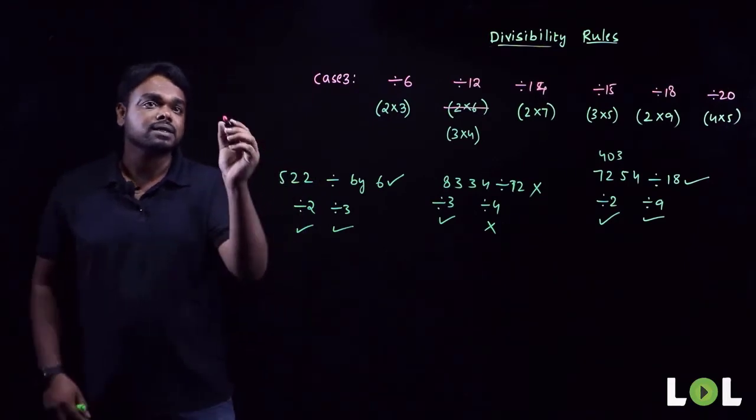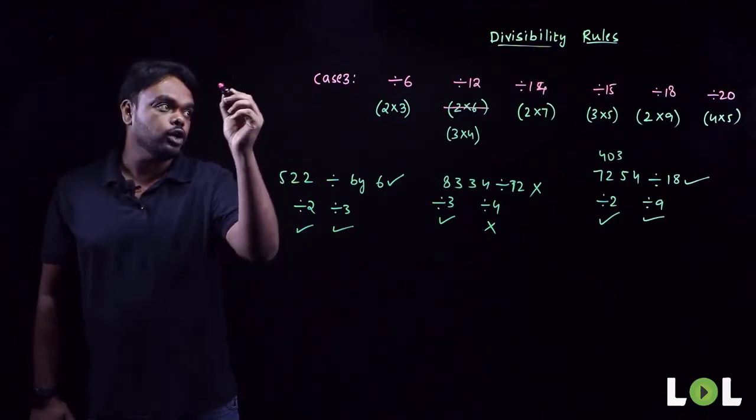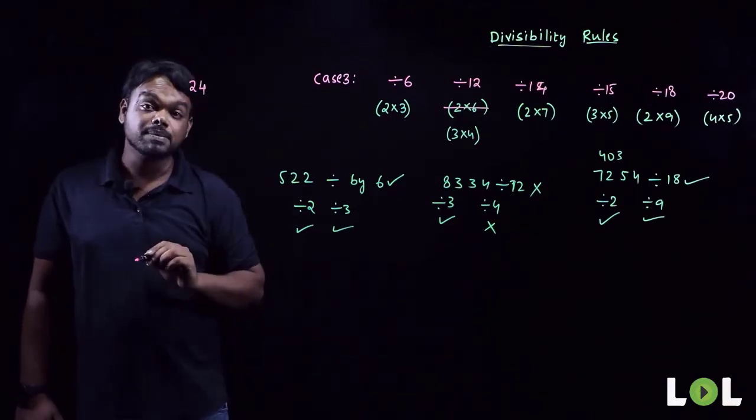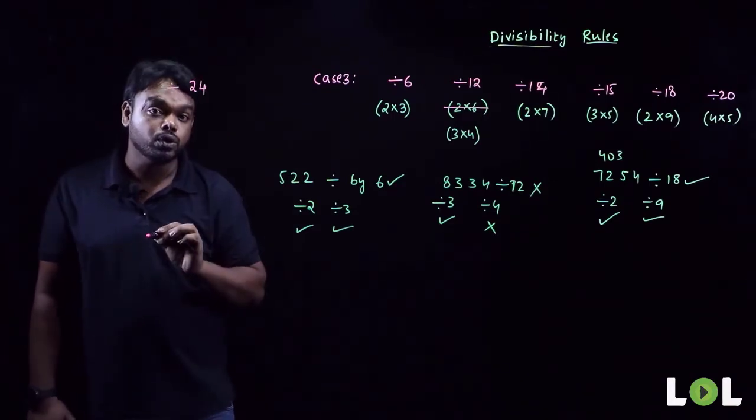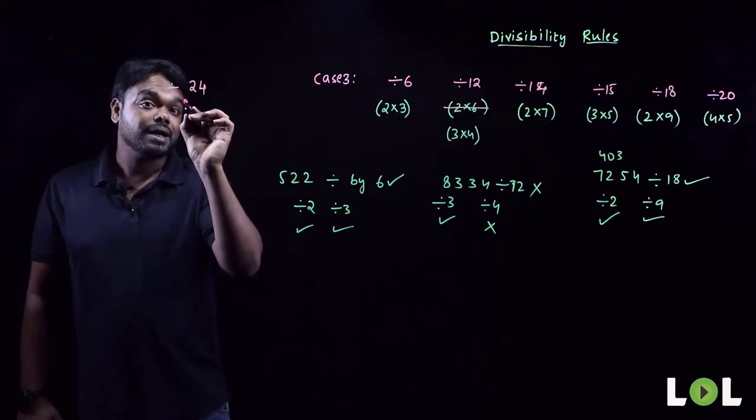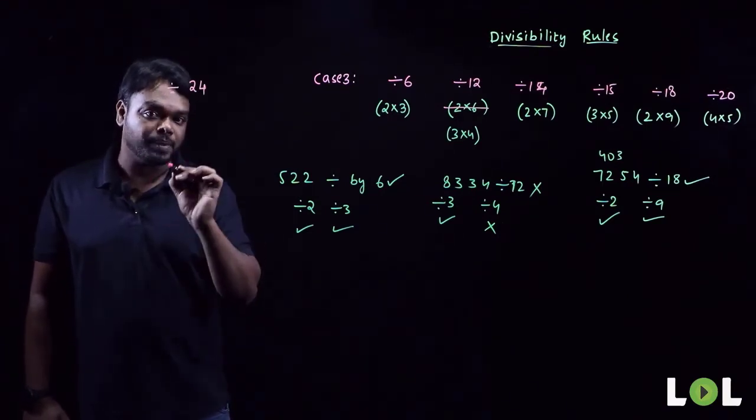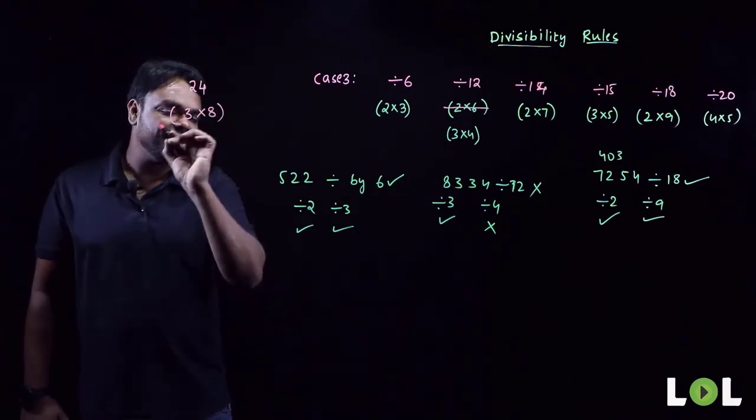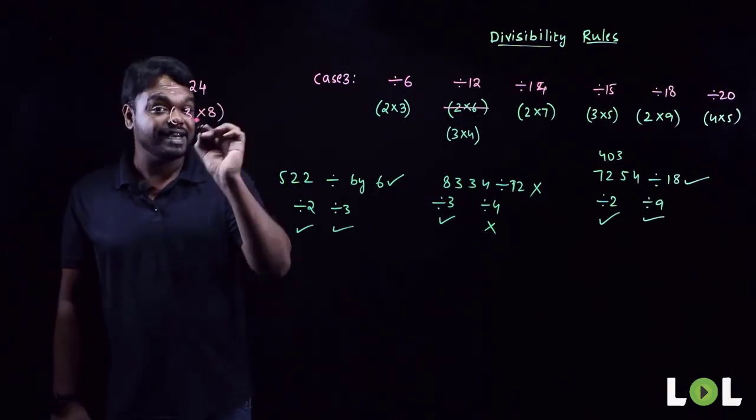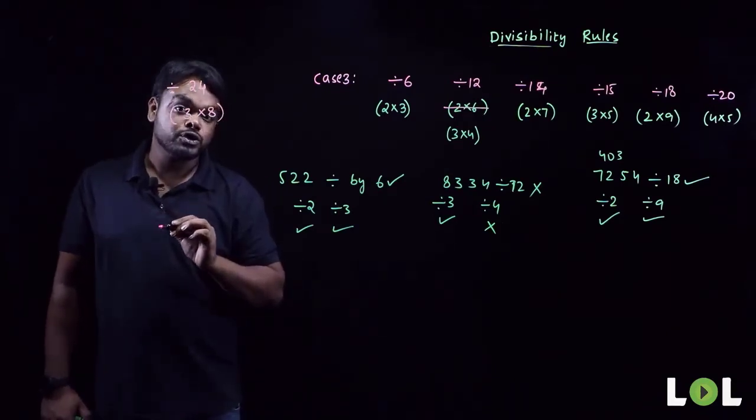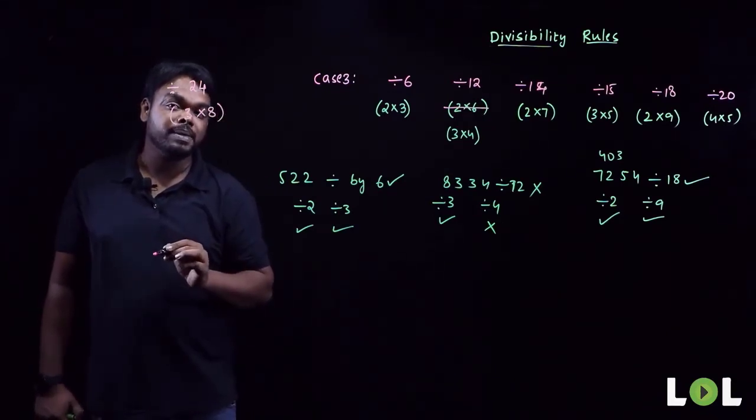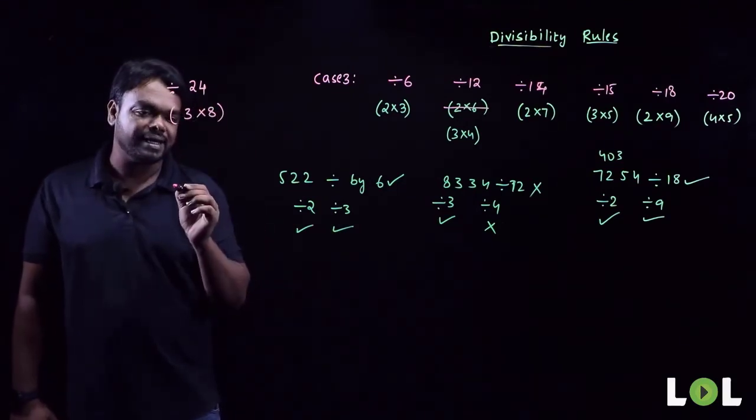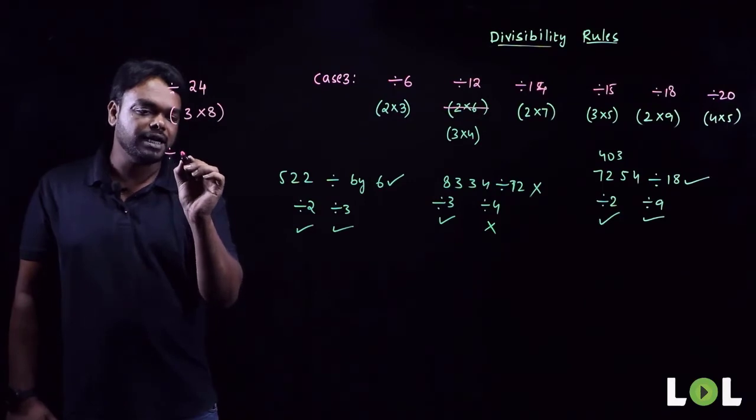What if I take 32? 32 is a power of 2. I'm so sorry. What if I take 24? Divisibility rule of 24. What do you have to do? Write it as a product of two co-prime numbers. I can write it as 3 into 8. Are 3 and 8 co-prime numbers? Yes, of course. So if a number has to be divisible by 24, it must be divisible by 3 as well as 8.